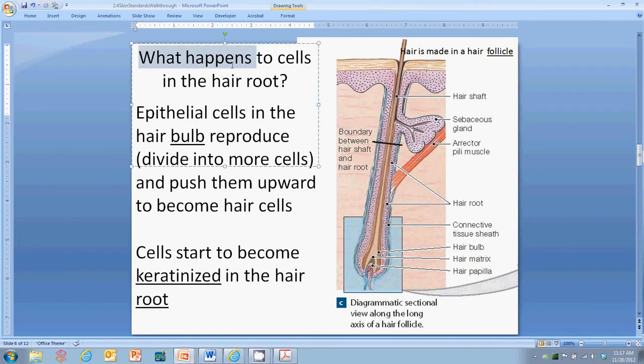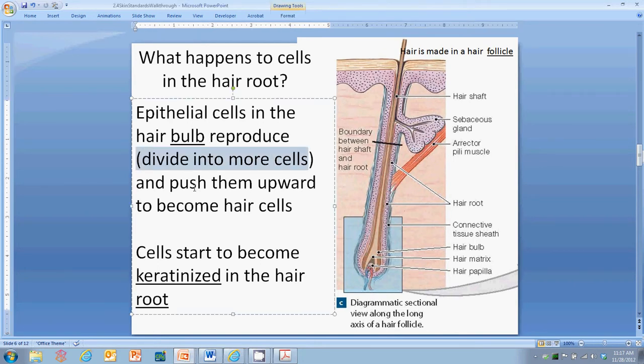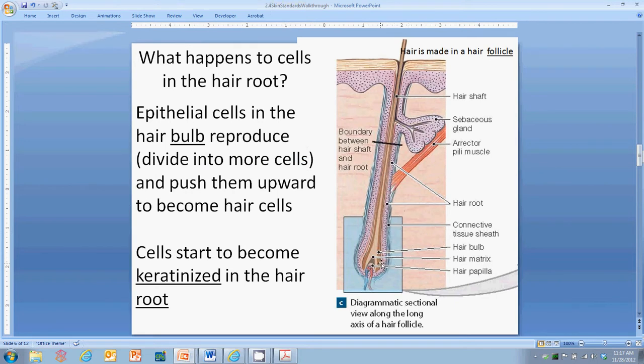What happens to cells in the hair root? The hair root is going to be this lower part of hair. Epithelial cells in the hair bulb, which is the very bottom here, are going to reproduce, divide into more cells, and push them upward to become hair cells. So I have cells here that are going to divide, make a few more, and then one's going to get pushed up, and it's going to start making new hair.